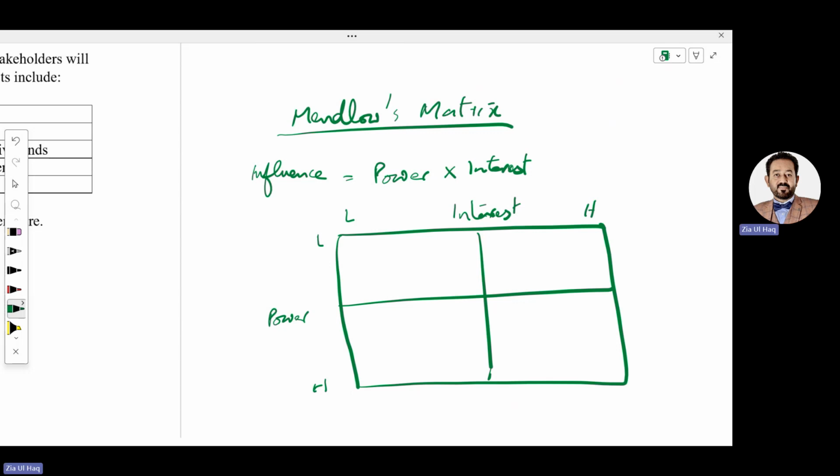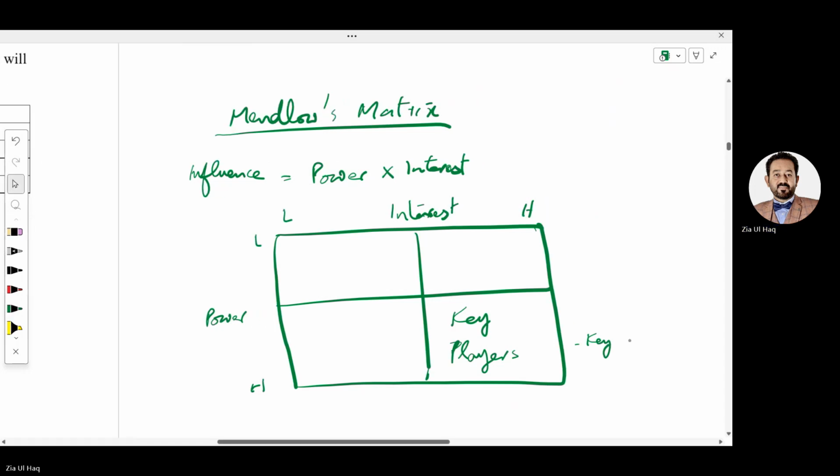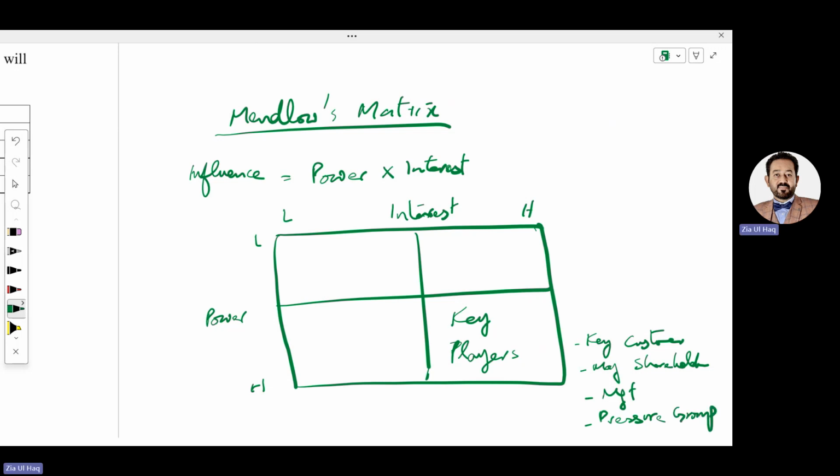Those stakeholders who are having a high power and high interest in the organization will be called key players. High power, high interest. Who are those? Key customer, meaning major customer, major shareholder, meaning who is having a large investment in the business, and management as well as pressure groups, having a high power and high interest in the organization.